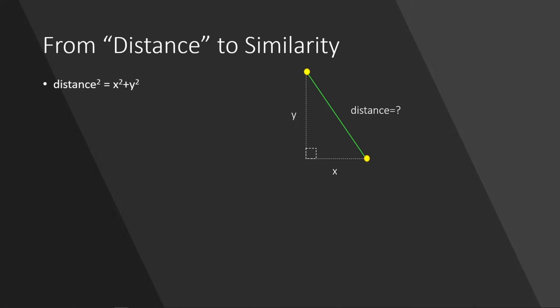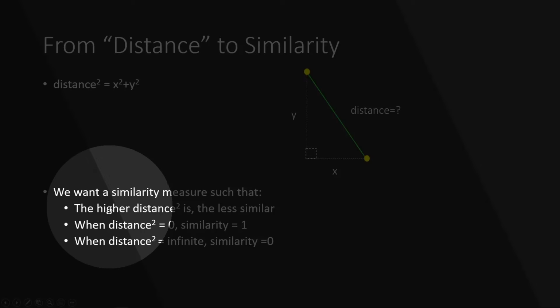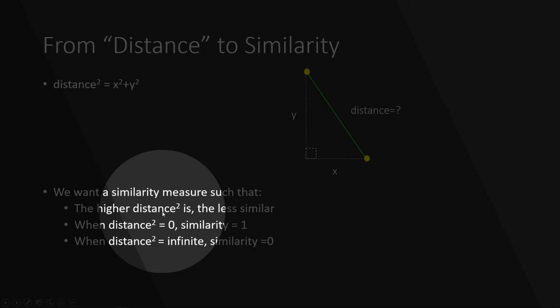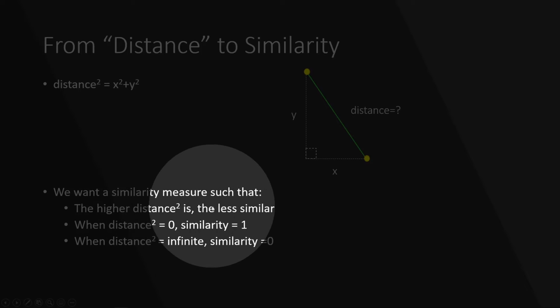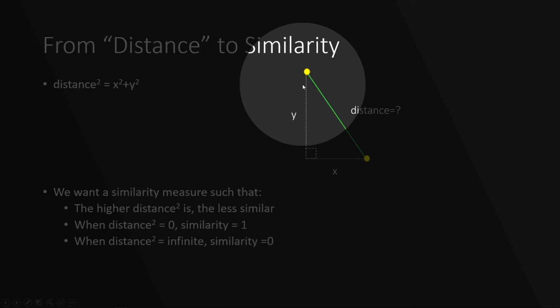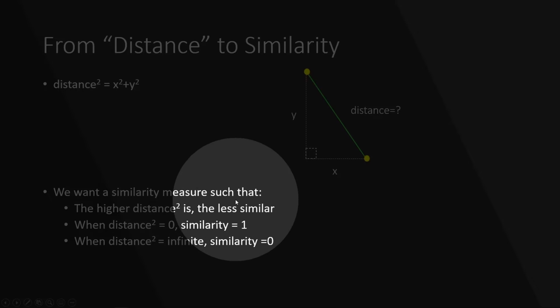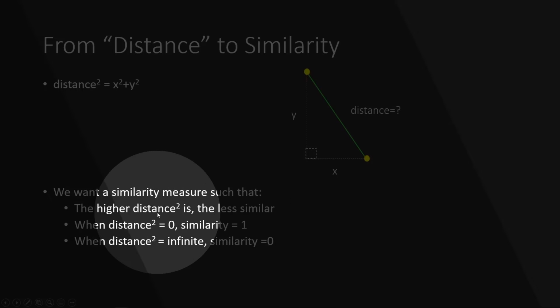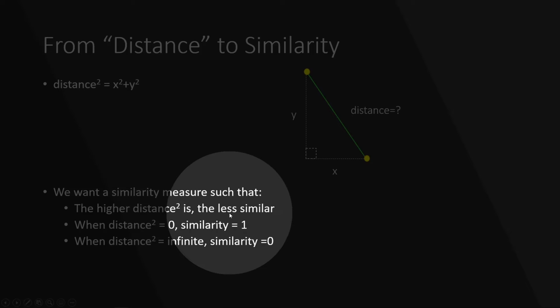And first, some requirements for similarity measurement. Number one, the higher the distance square is, the less similar. So if the two dots are further away from each other, they are less similar. The larger the distance square is, the less the similarity is.